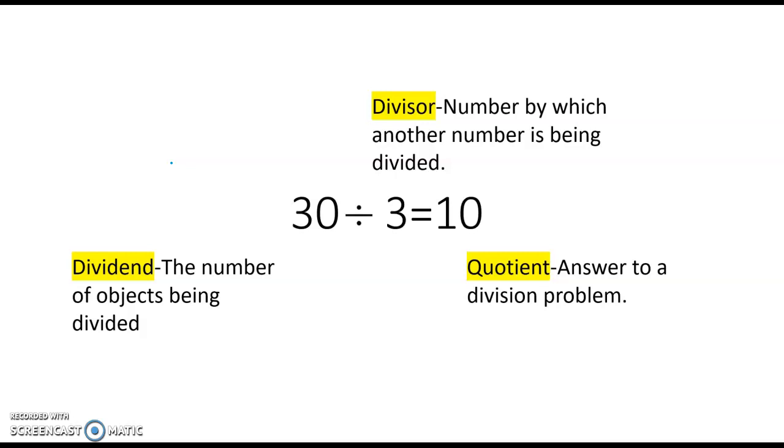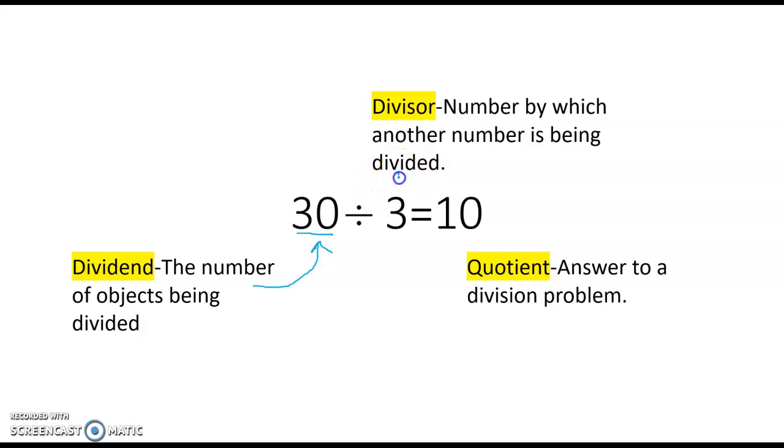I also want to take a second to point out the parts of a division problem. This first number, the number of objects that we're dividing into smaller groups, is called the dividend. So the dividend is the number that you start with. It's always the greatest number, just like in subtraction. That first number will be your greatest number. The dividend, and it's the number of objects that are being divided. So always your greatest.